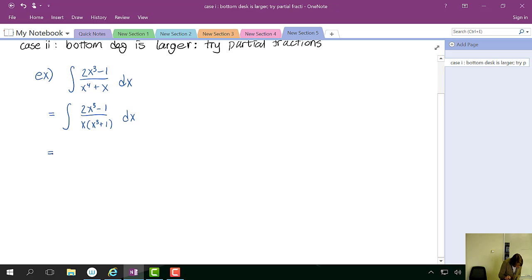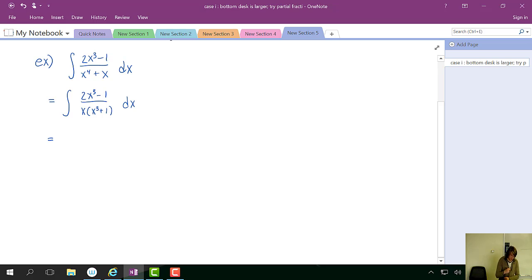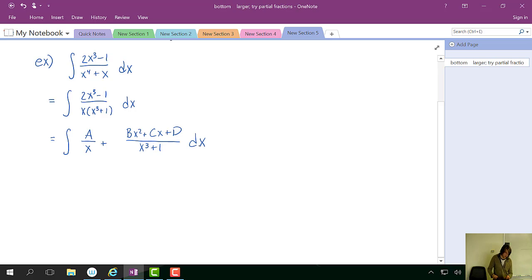So that means we can always rewrite the integrand inside as what? The sum of fractions over those individual factors.